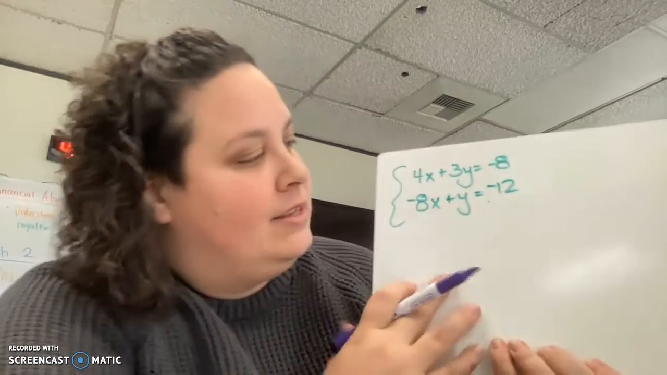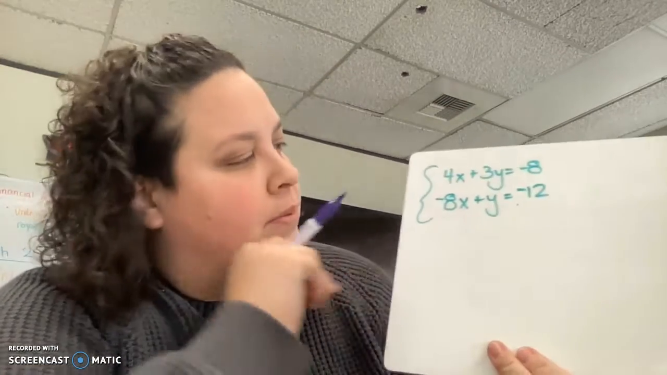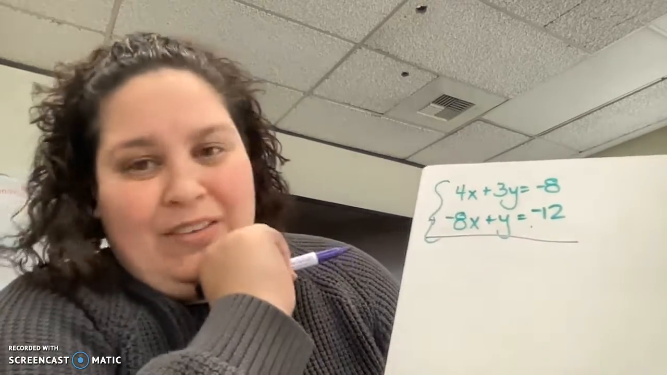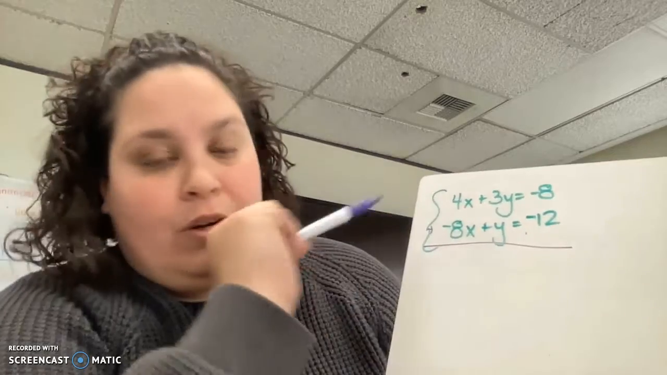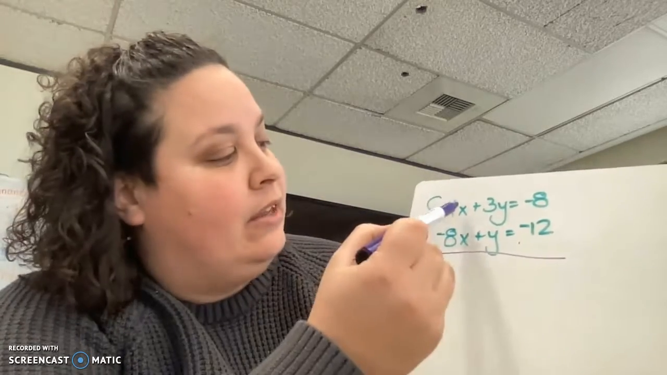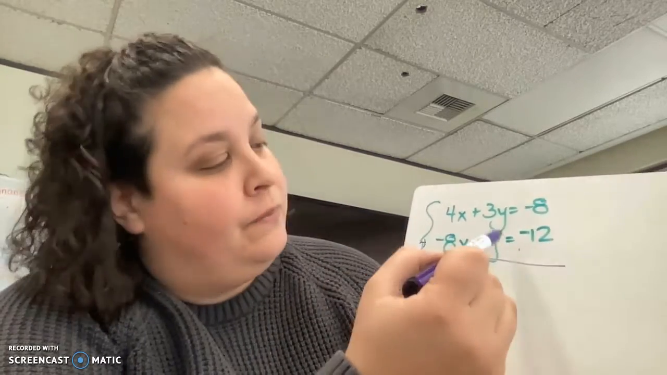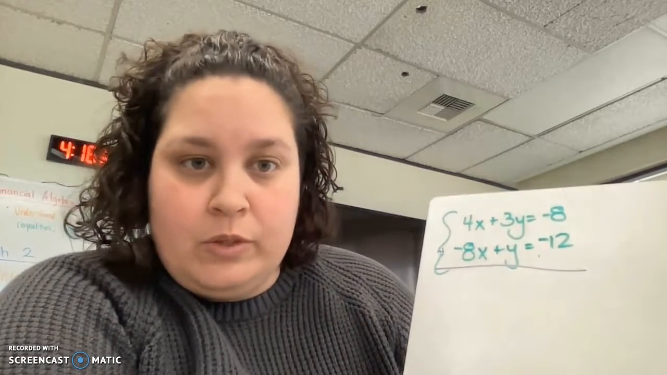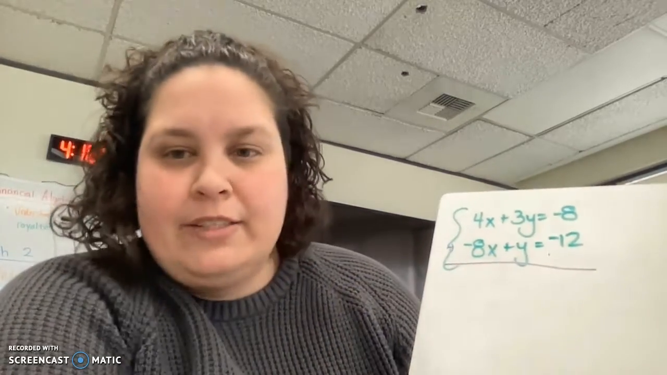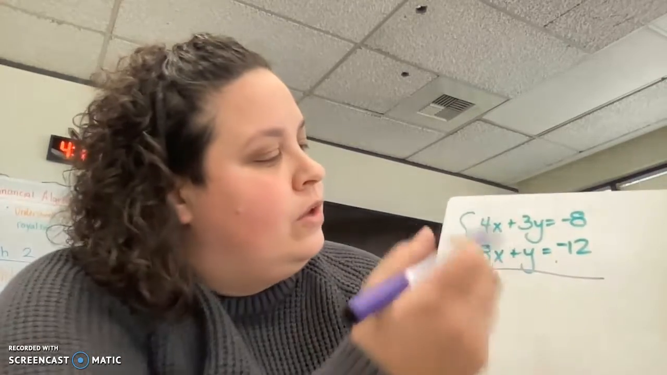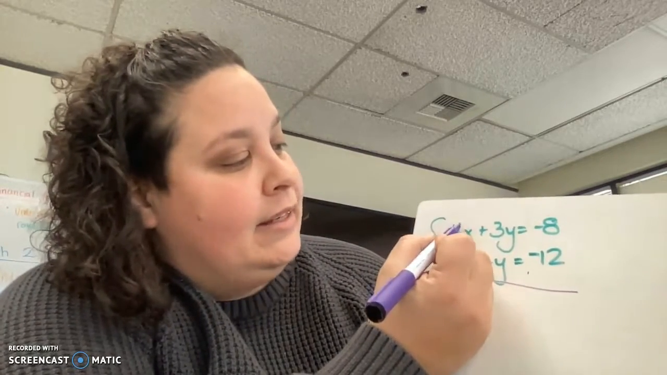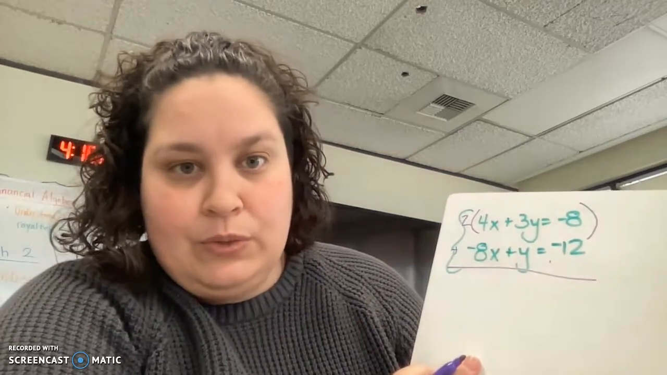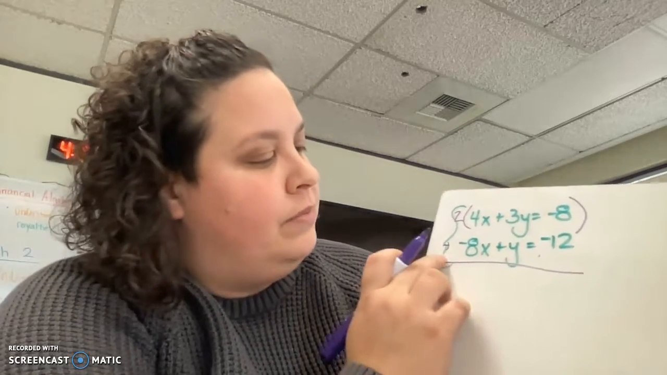So let's look at this last, a little bit more difficult problem. So again, if I try to add these, 4 plus negative 8 are not the same. 3 and 1 are not the same. So I need either these both to be 8s, or I need these both to be 3s. Doesn't matter which one you change. I'm going to change the x's just because I like to get rid of the x's. So in order to make this an 8 to where they would cancel out, I need to multiply this by 2. So I'm going to multiply it by 2.